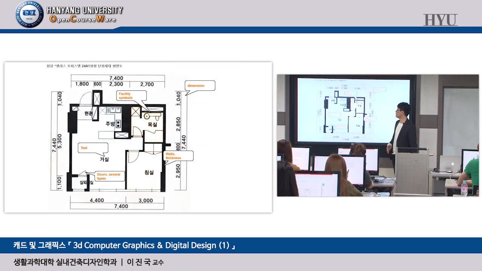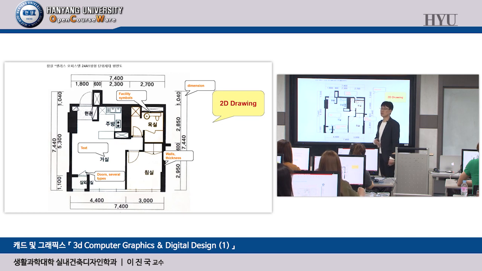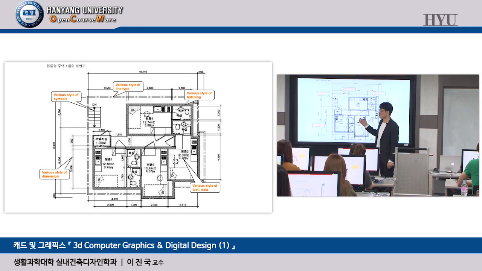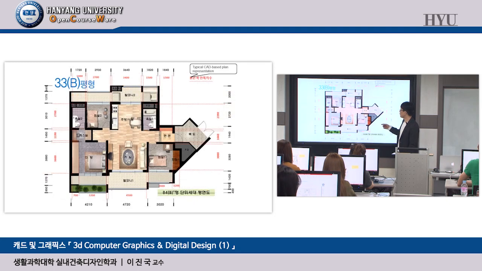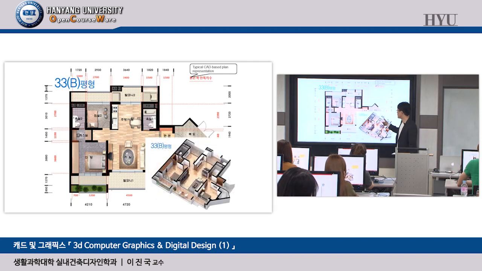Take a look at this very, very simplified floor plan. Even this one has lots of information: walls, thickness, dimensions, text. But anyway, this is a 2D drawing, okay? The original drawing is just 2D. How about this one? Looks something complicated, but anyway, this is another 2D, not 3D, okay? But how about this one? This is very commonly found nowadays, a 2D representation for an apartment floor plan based upon this kind of 3D model.